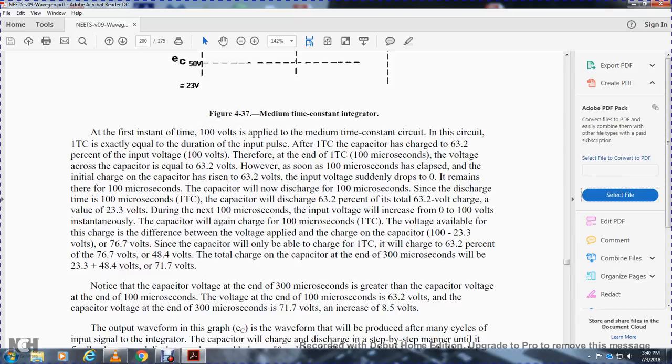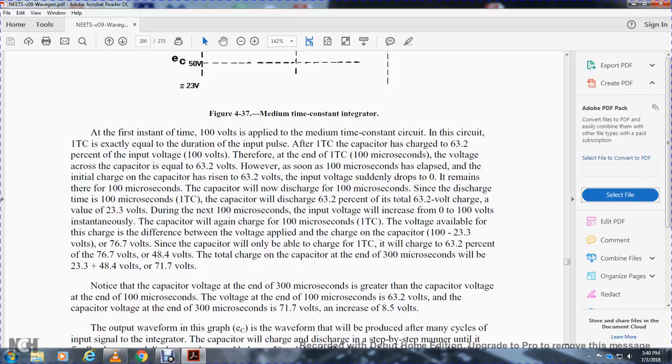However, assume that the 100 microseconds is the pulse width. The initial charge of the capacitor has driven it to 63.2 volts, and the input voltage suddenly drops to zero. The capacitor now discharges for the next 100 microseconds, one time constant. The capacitor will discharge 63.2% of the 63.2 volts charged, leaving a value of 23.3 volts.